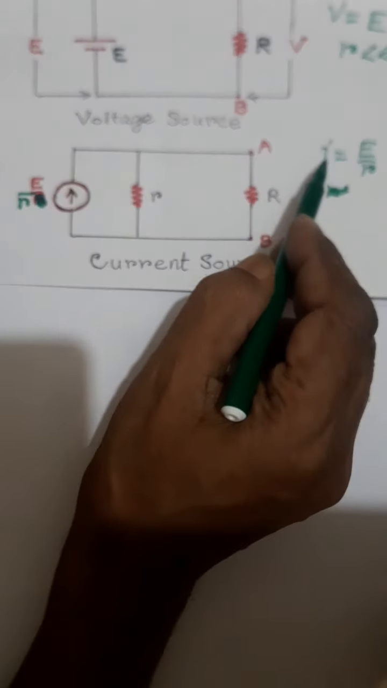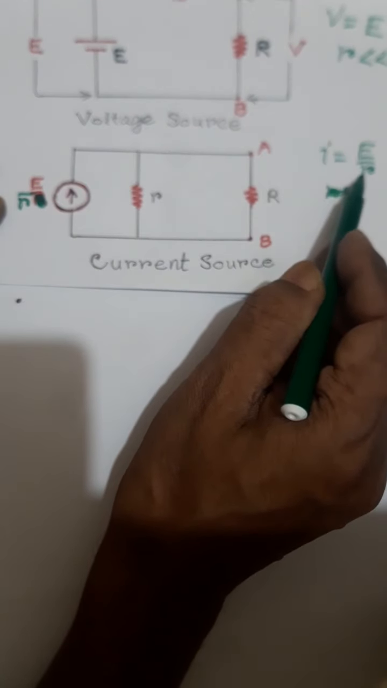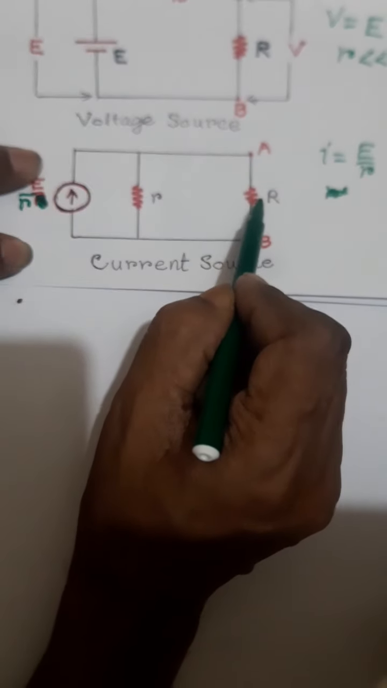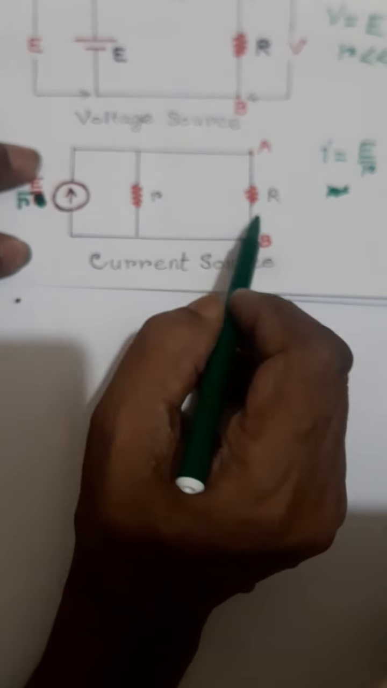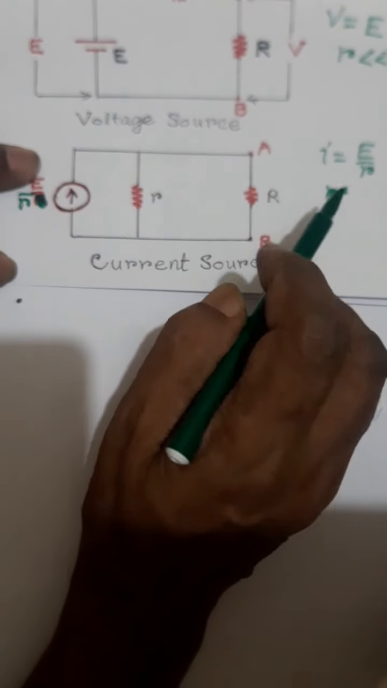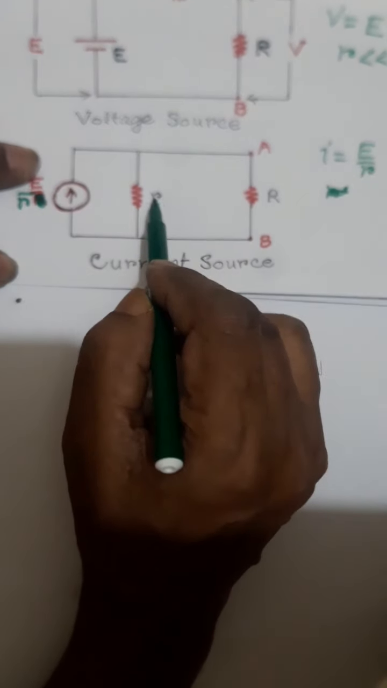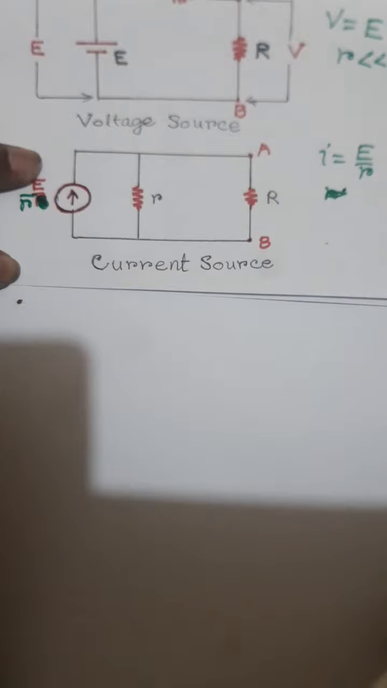The amount of current of the current source is E by R, and it is distributed through capital R and small r, or through the load resistance and the source resistance. According to the law of current distribution, we may find the load current. Thank you.